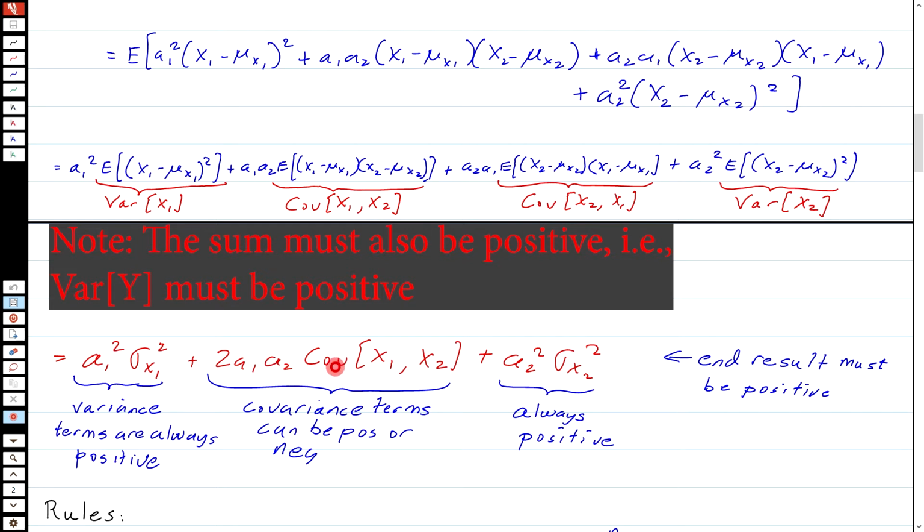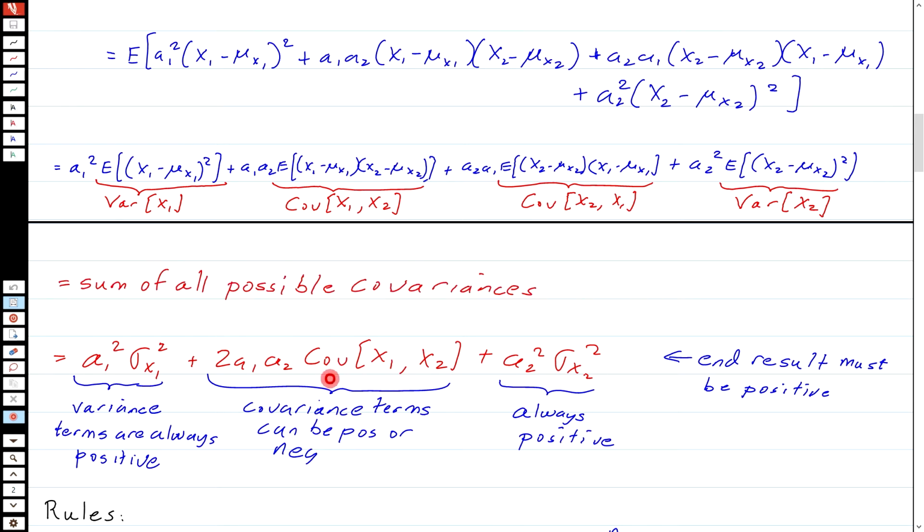As we saw in the last lecture, covariance can be negative or positive itself, depending on the slope of the relationship between x1 and x2. If it's negatively sloped, then the covariance is negative. If it's positively sloped, the covariance is positive. It also depends on the signs of a1 and a2.